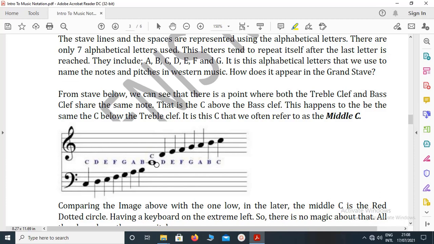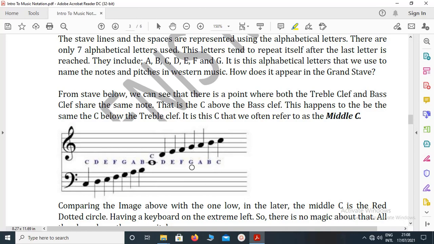We can see that there is a point where both the treble clef and the bass clef share the same note. It is actually the C above the bass clef, and this happens to be the same C below the treble clef. Now this is our bass clef, and the C above it is this one. Then this is our treble clef, and below it is this C we are looking at. This C is what we normally call the middle C.